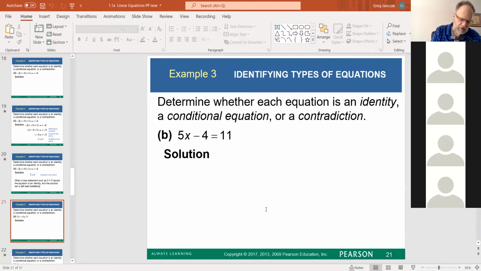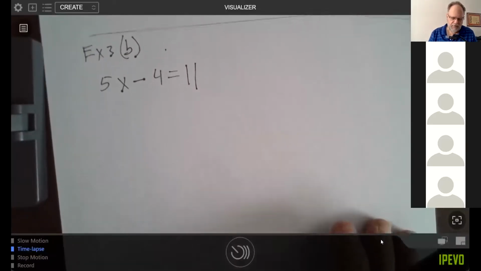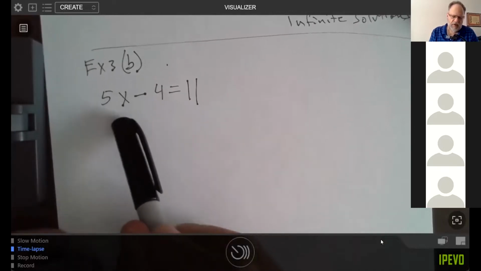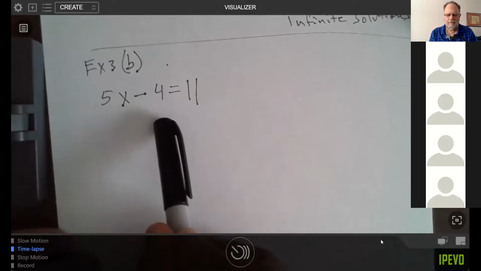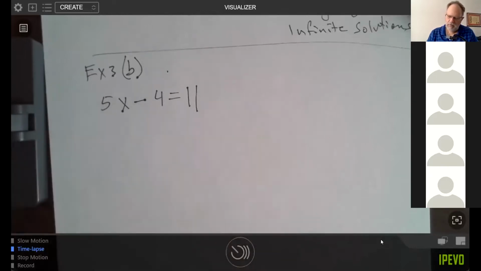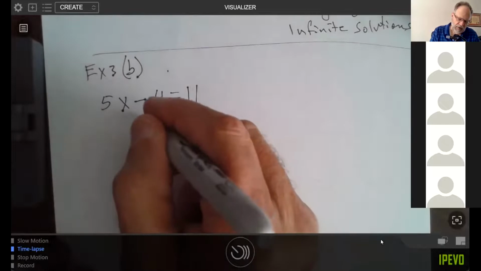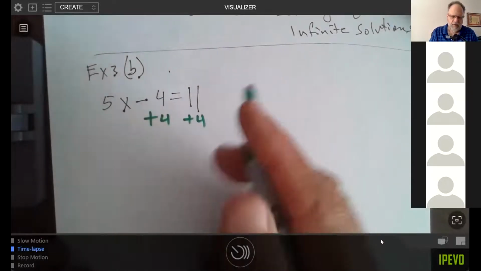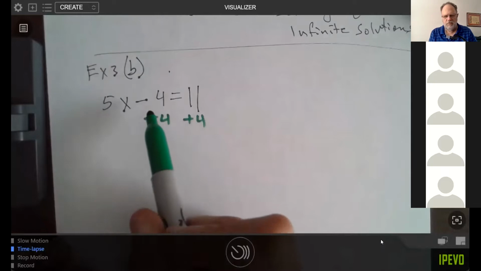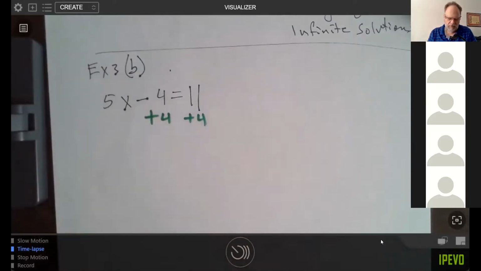Here we have example 3b. We've got 5x minus 4 equals 11. And we want to do the same thing. We want to solve and determine what kind of equation we have here. So we want to isolate the x. What do we do first? Add 4 to both sides. Good. I like to say +4 because remember, sometimes on one side we would subtract, but on the other side we might be adding.